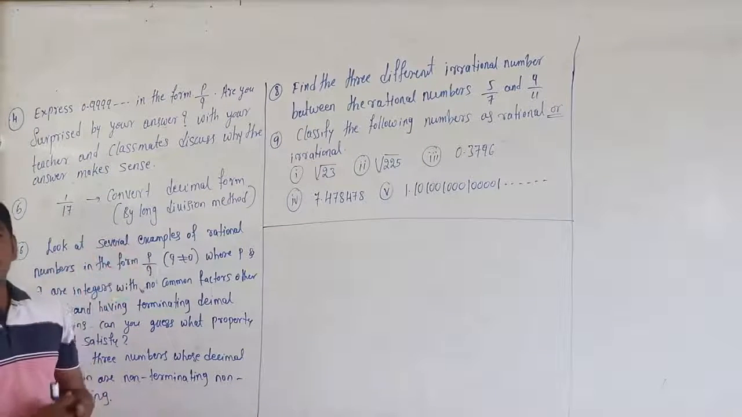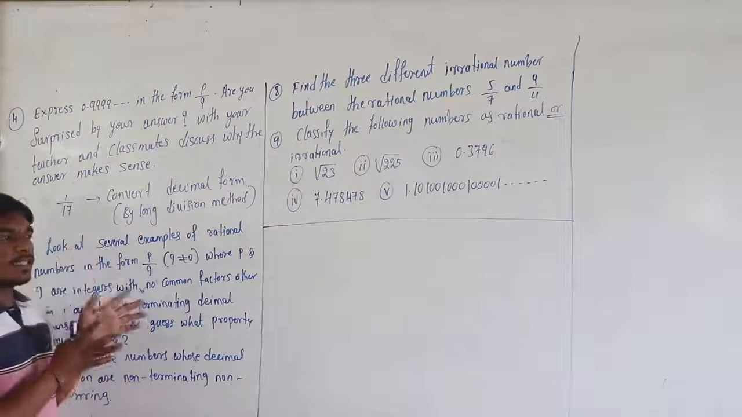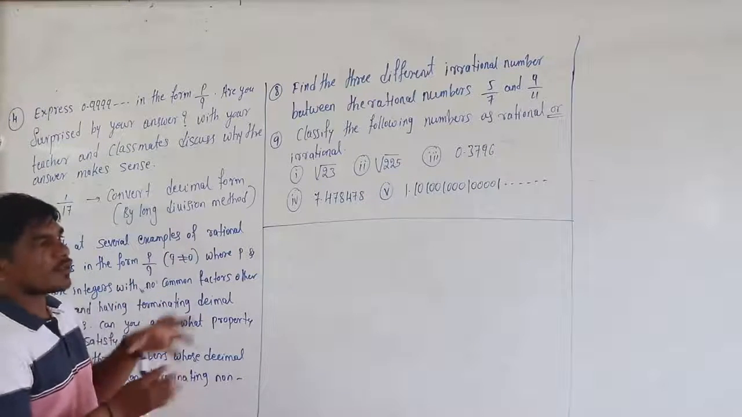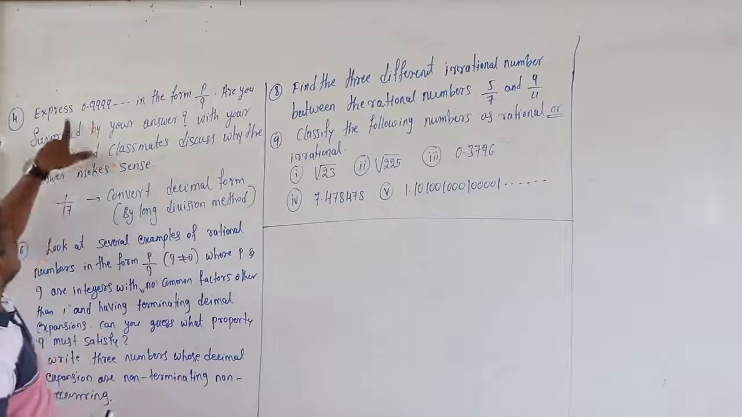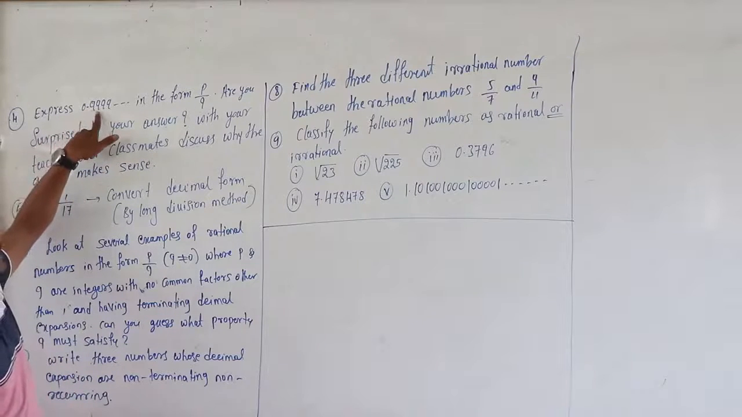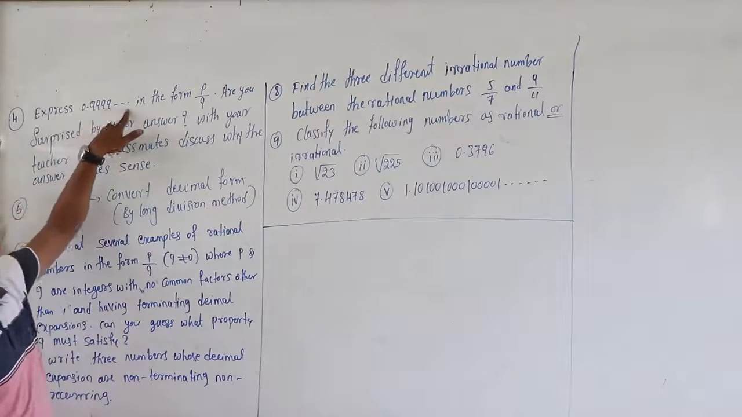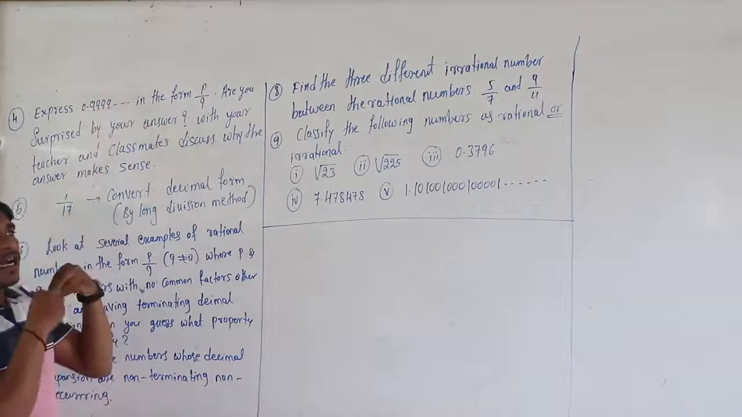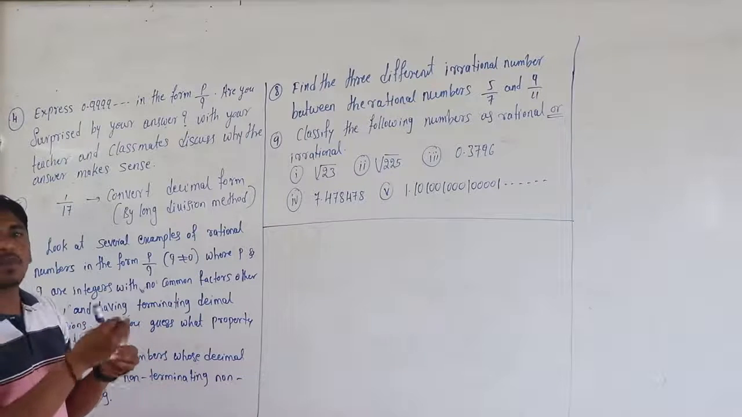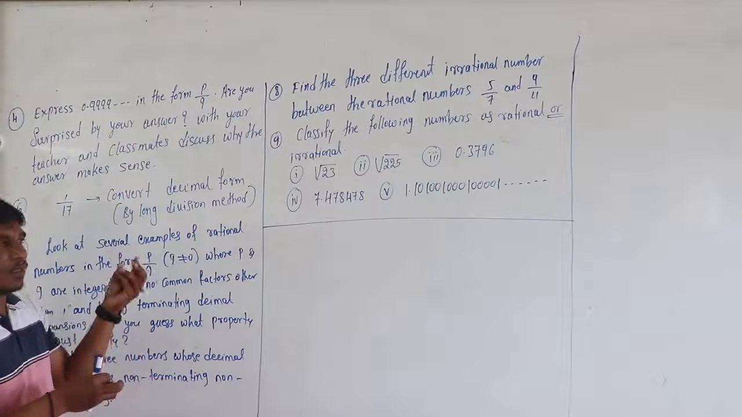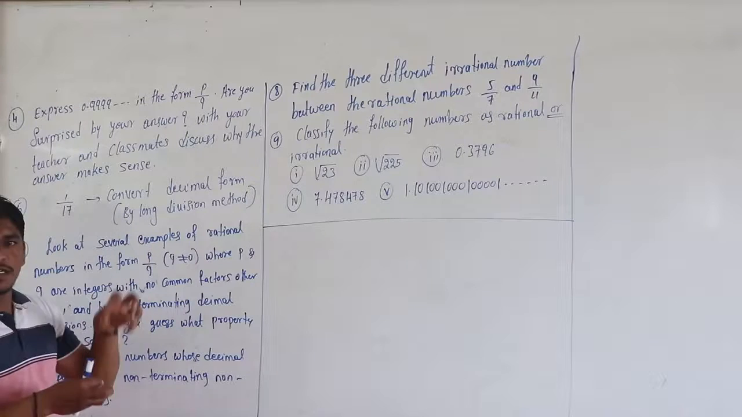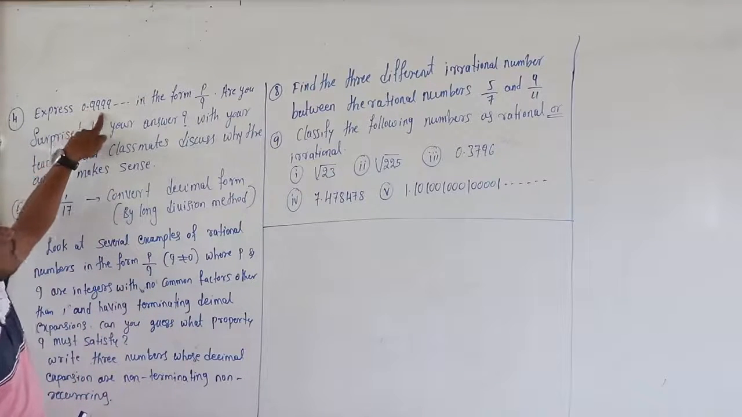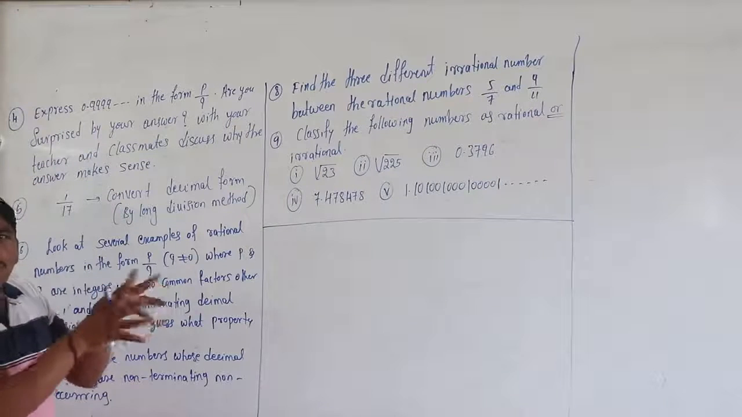We already discussed the given decimal expansions, which we converted in the form of p by q. The same procedure we follow here. Now express 0.999 and so on. It means this is a form of a decimal. We are converting it in the form of p by q. Then we observe the given answer is an integer. Here 0.99 is closer to 1.